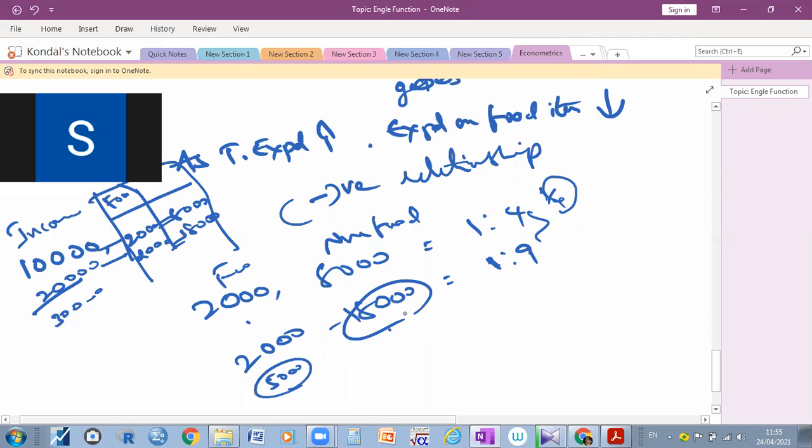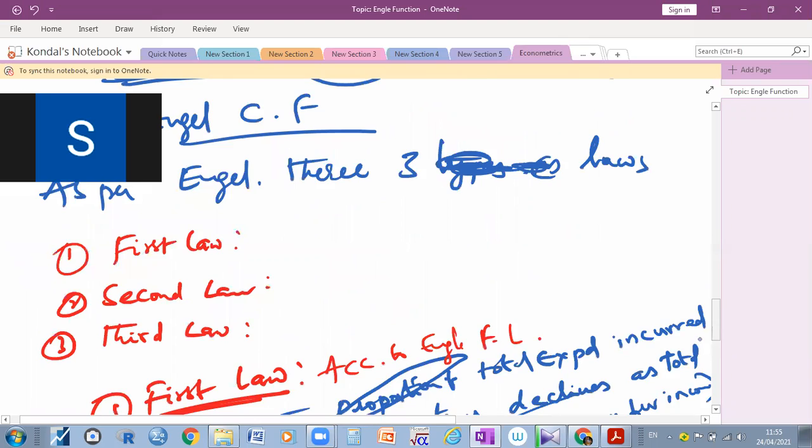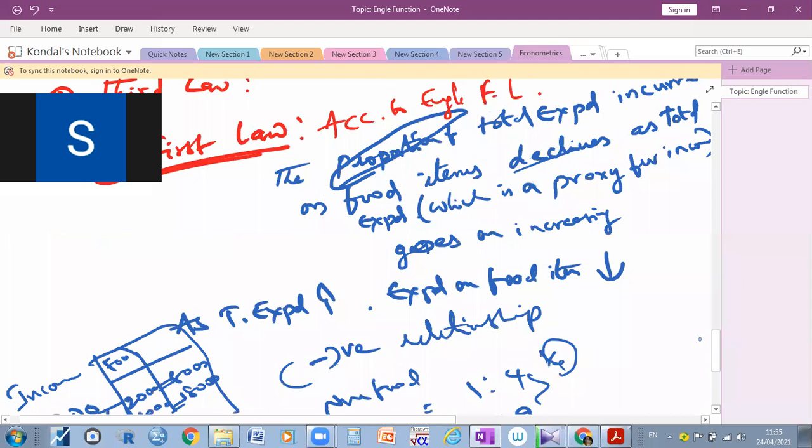Yes, sir. Right, of course. So the proportion decreases as per Engel's first law. For example, in your own family, the proportion of spending on food will decrease when your income is increasing, because you are going to spend on luxury items, like a TV, sofa, car, or bike, etc. So this is the first law.